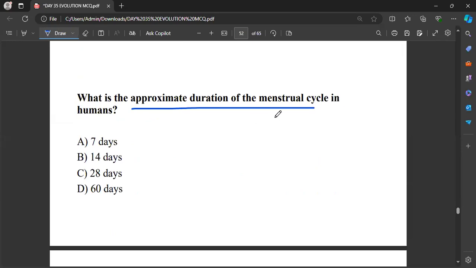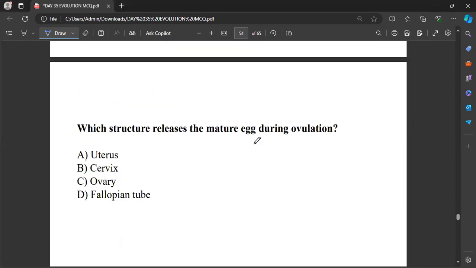What is the approximate duration of the menstrual cycle in humans? I think I have given you the flowchart regarding the menstrual cycle. I hope everybody has read that. Duration of the menstrual cycle in humans. That will be 28 days.